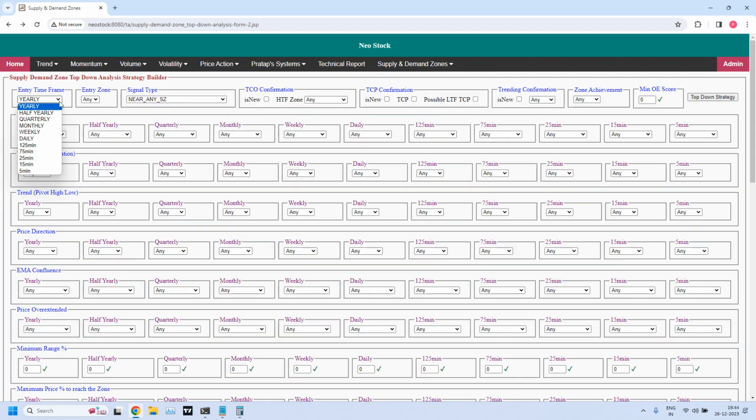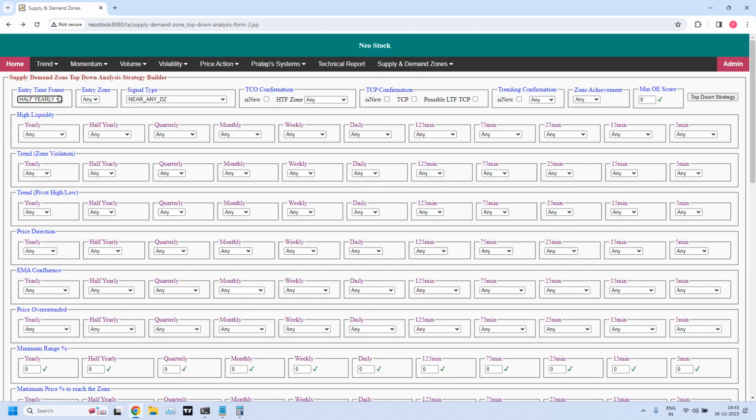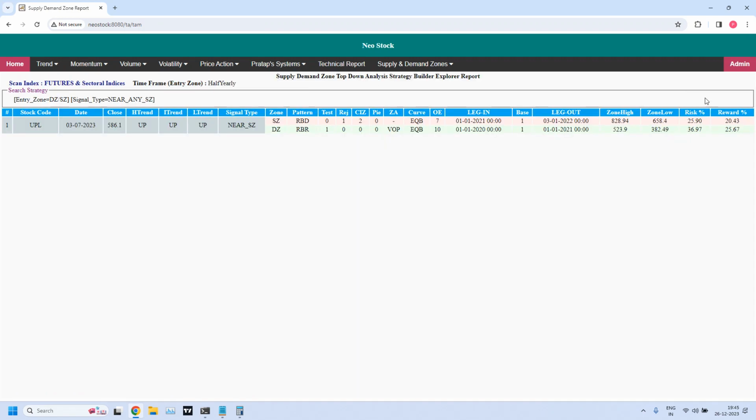Okay. Now let us look into half yearly. Stocks near demand zone. You may get one stock. Yes. And half yearly time frame, stocks near supply zones, you are getting one stock. UPL, is it? Yeah, got one stock.